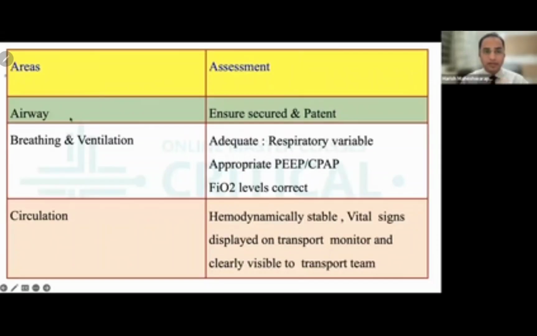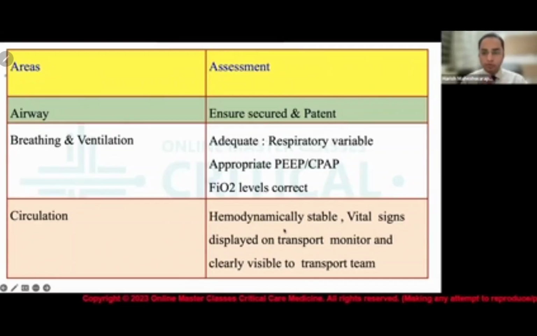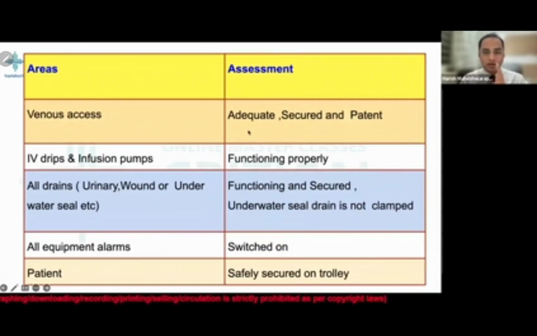These are the areas. Airway: ensure it is secured and patent, and do adequate suctioning. Breathing and ventilation: adequate respiratory variables, and appropriate PEEP or CPAP and FiO2 levels correctly chosen for the particular clinical scenario. Circulation: the patient should be hemodynamically stable, and vital signs are displayed on the transport monitor and clearly visible to the transfer team. Venous access is adequate, secured and patent. IV drips and infusion pumps function properly with appropriate battery backup.